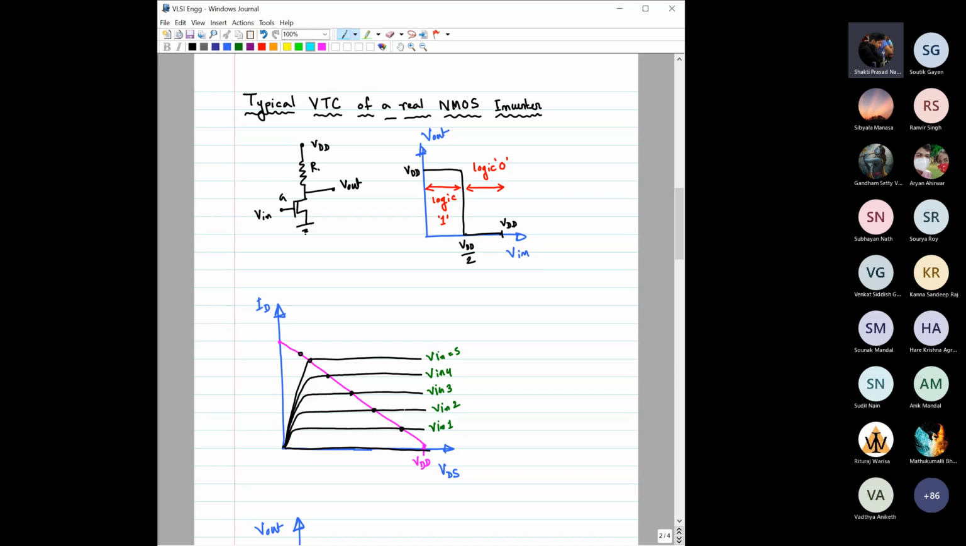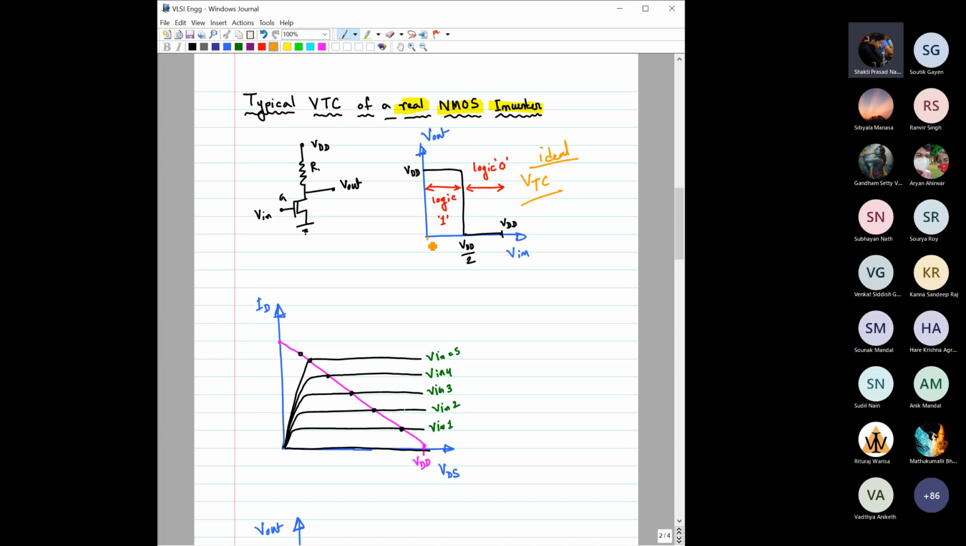So here, let us not right now jump to the real MOSFET, the real NMOS transistor. Let us consider, as of now, the ideal case only, this ideal VTC only. So for the ideal VTC, how would it look? This is the ideal VTC, right?